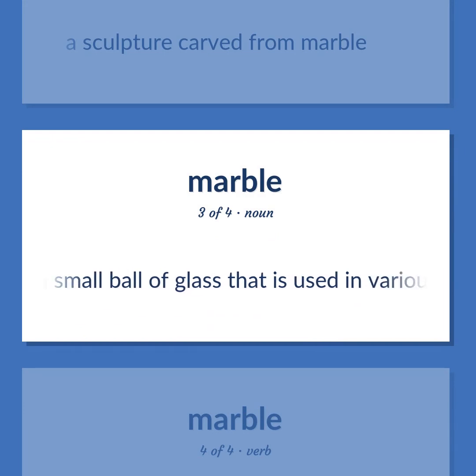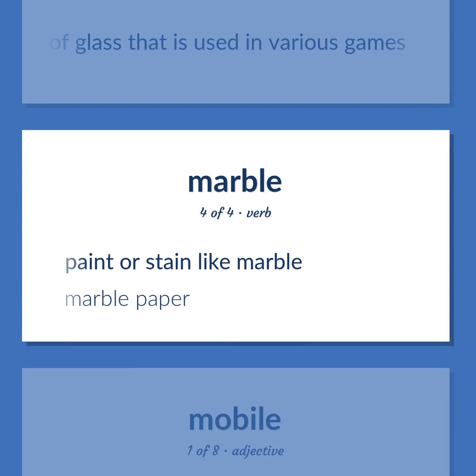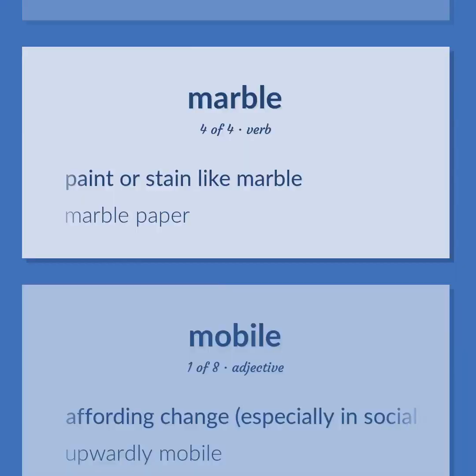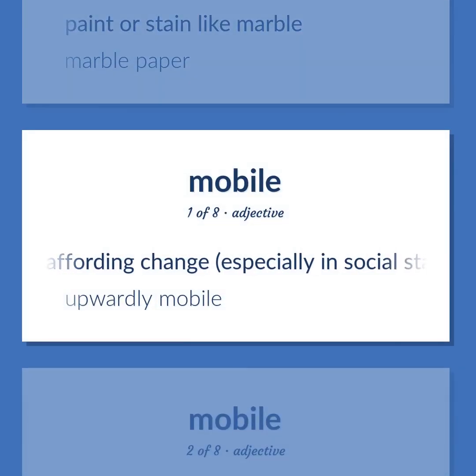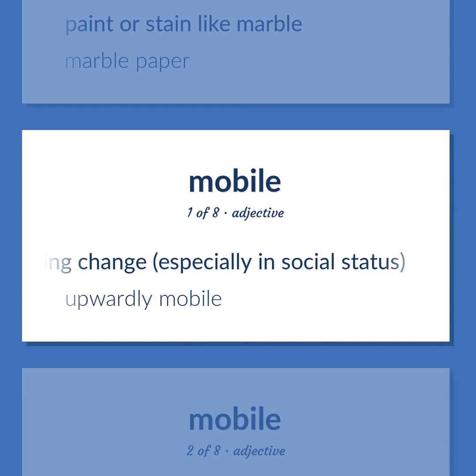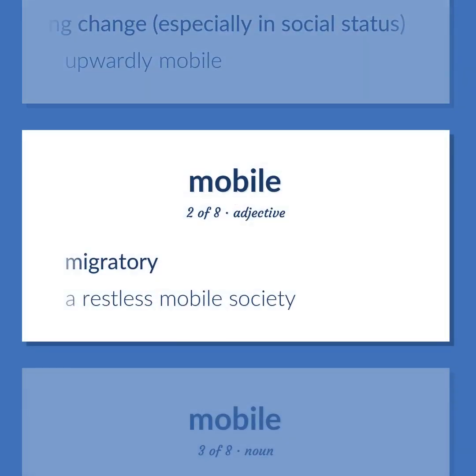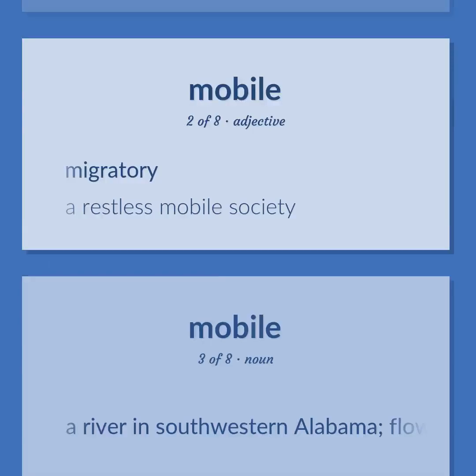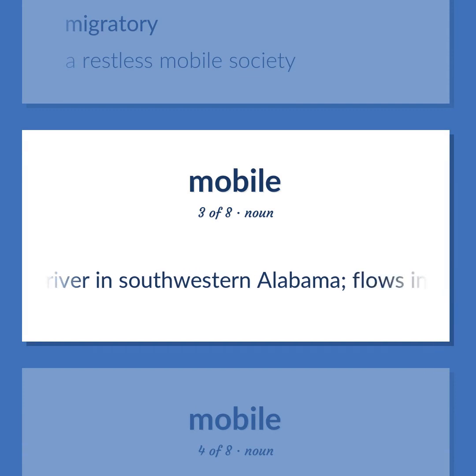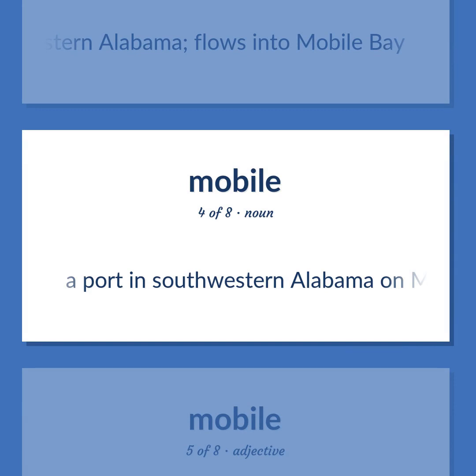A small ball of glass that is used in various games. Paint or stain like marble. Marble paper. Affording change, especially in social status. Upwardly mobile. Migratory. A restless mobile society. A river in southwestern Alabama flows into Mobile Bay. A port in southwestern Alabama on Mobile Bay.